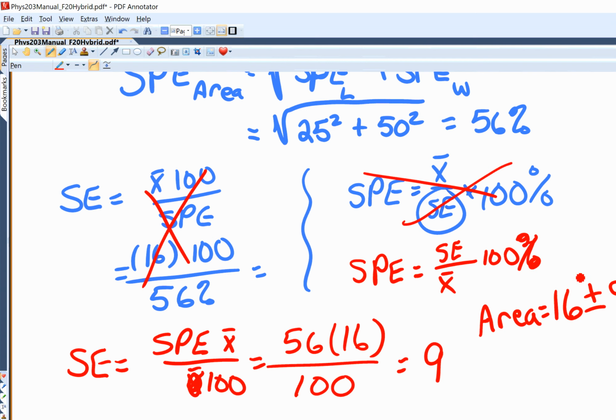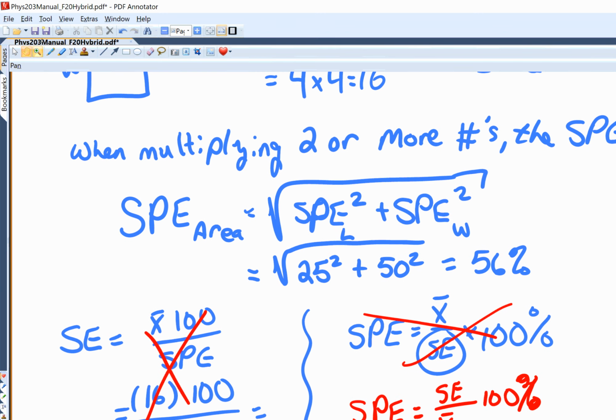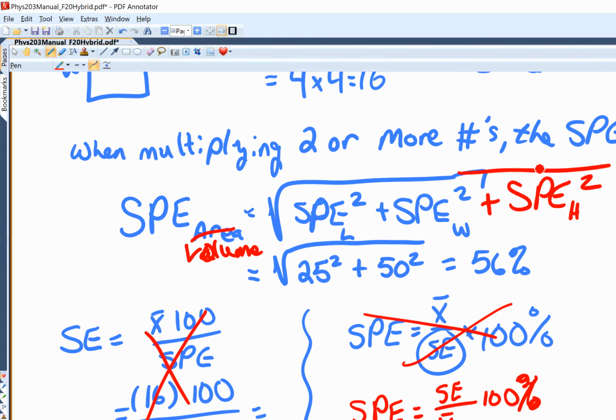So you need to know how to calculate the standard percent error and then propagate it into some other value like area or volume. You're actually going to be doing volume. And by the way, when you're doing volume, this works exactly the same, except instead of area here, you'll have volume, and instead of having 2 terms, you're going to have 3 terms: SPE of length, width, and height. And that's all squared. Okay, I'm going to stop here, and then I'll come back and address some other issues.